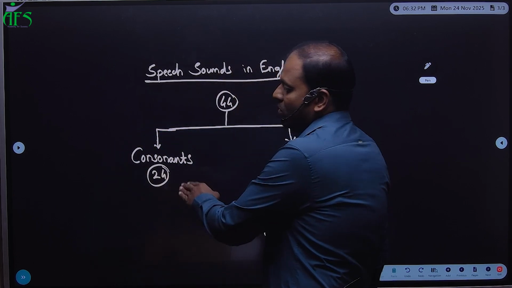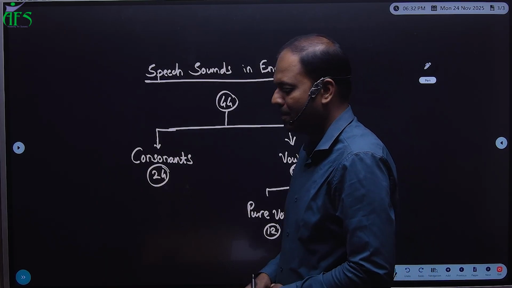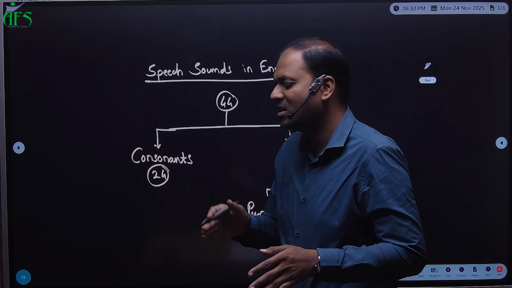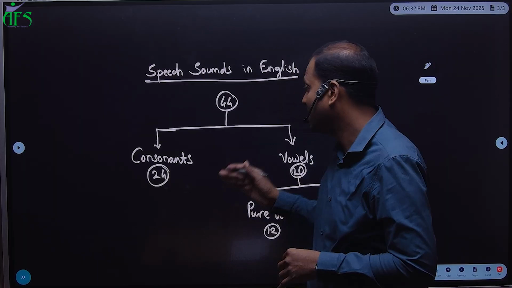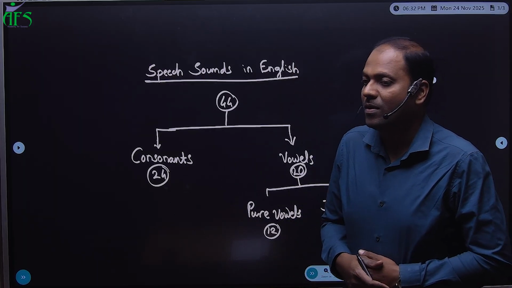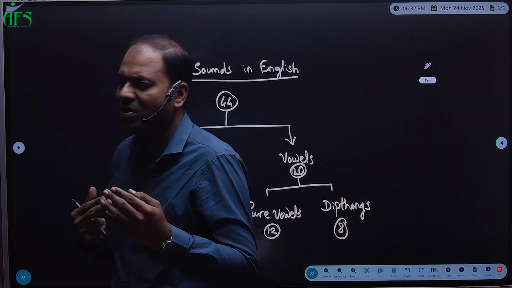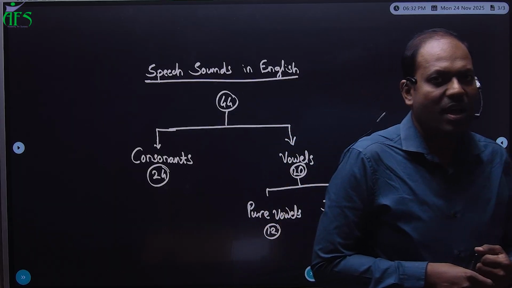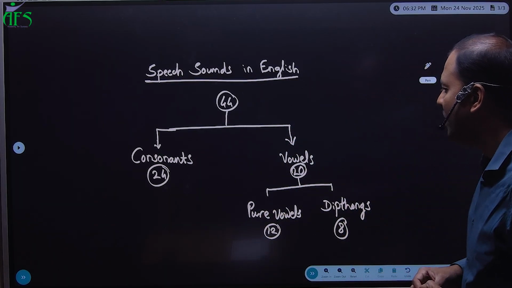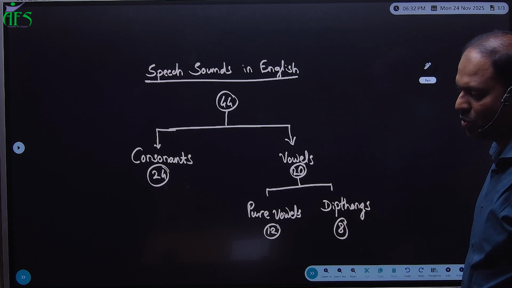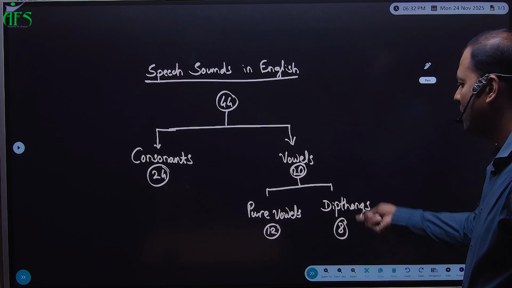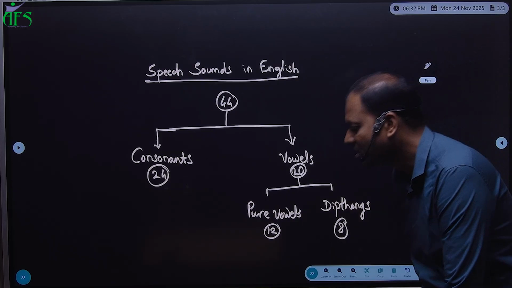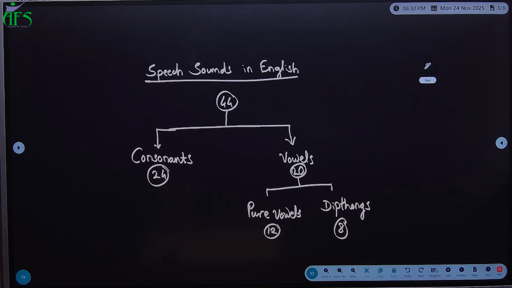So these 24 sounds again, some of them are voiceless, some of them are voiced. As I said a few minutes before, when there is vibration in the pronunciation of the sound, it is called a voiced sound, and when there is no vibration, it is called a voiceless sound. So all the 24 sounds are categorized under these two categories, voiced and voiceless sounds.